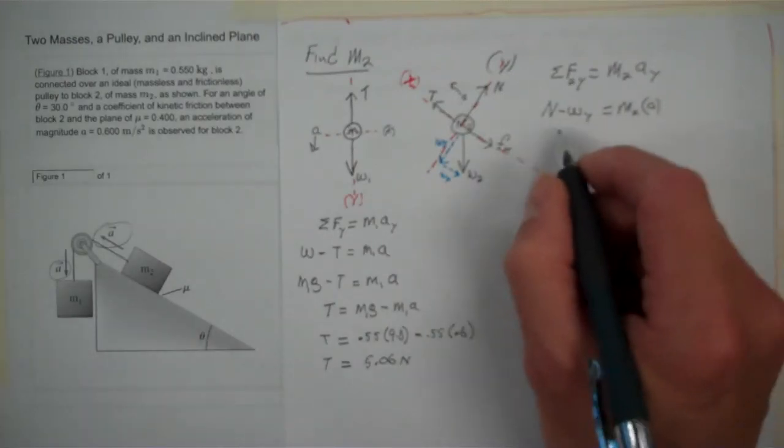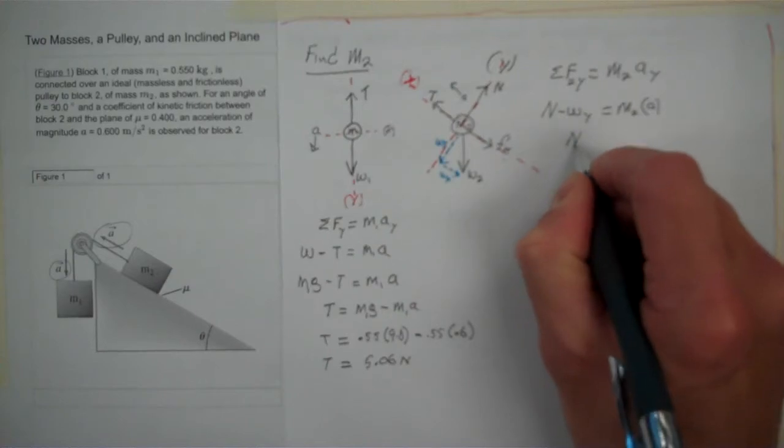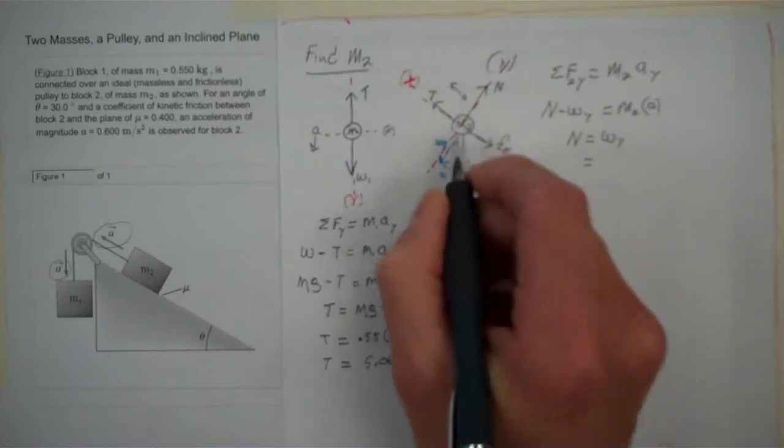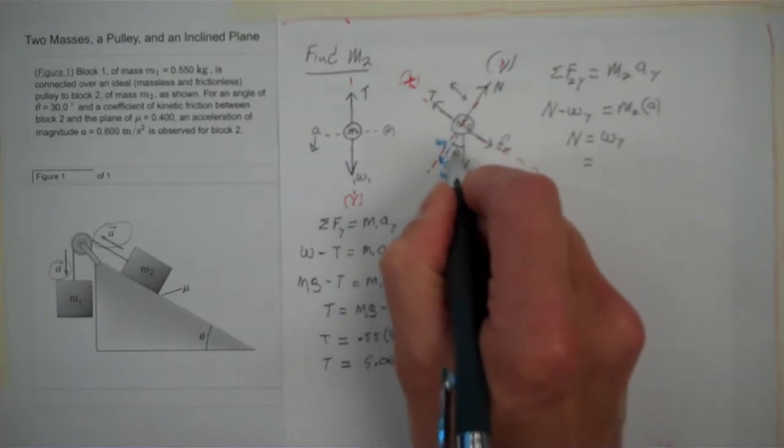That makes things nice. Here I'm going to have that normal is equal to WY, and WY here is the angle that is equal to the angle of the ramp.